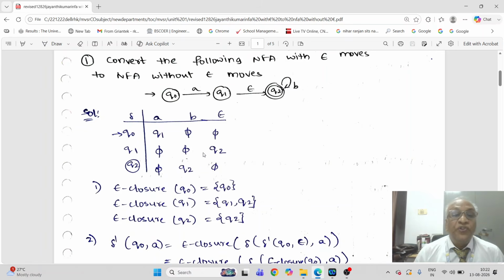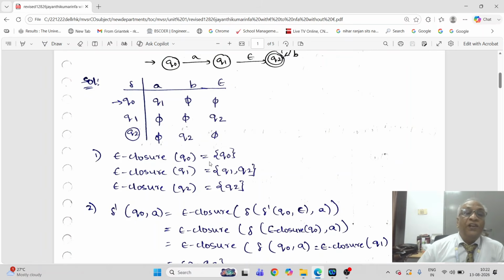So once we found out the epsilon closures, then we have to find out the transition. Delta dash of Q0 comma A. Q0 is the initial state, A is the first input. Now this can be found out using this formula. We have to find out the delta dash of Q0 comma A because we want to convert NFA with epsilon to NFA without epsilon. For that, the formula is epsilon closure of delta dash of Q0 comma epsilon comma A.